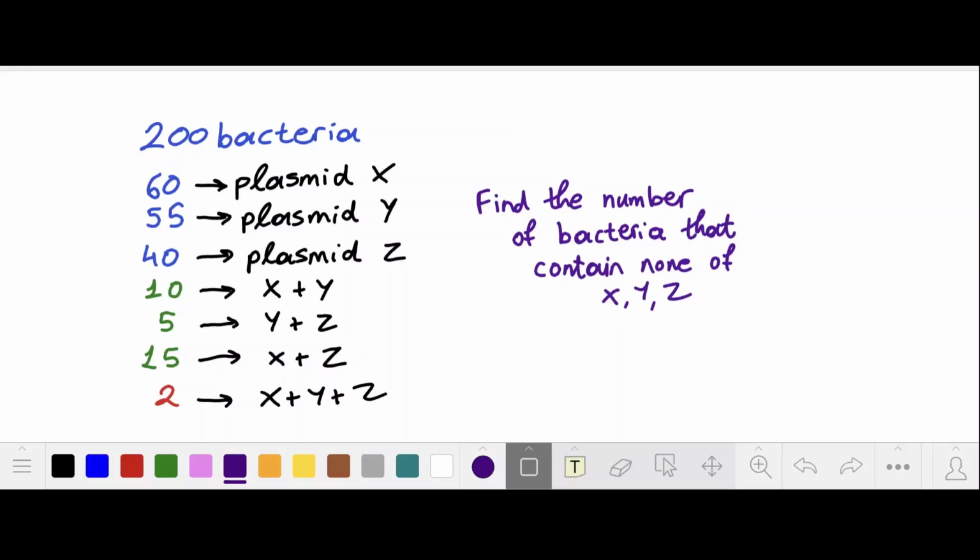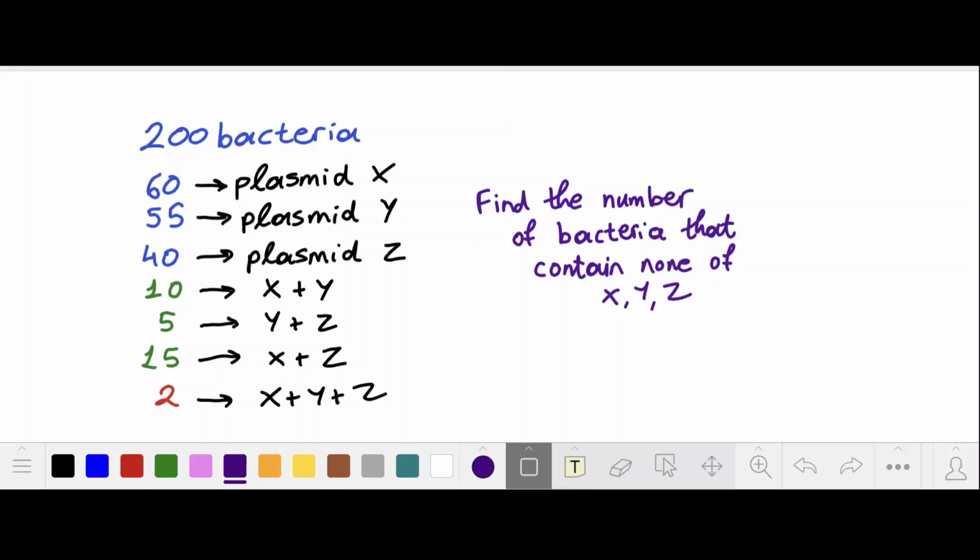Suppose that we have 200 bacteria and 60 of them contain the plasmid X, 55 contain the plasmid Y, and 40 contain plasmid Z. 10 of them contain both plasmids X and Y, 5 contain plasmids Y and Z, and 15 contain plasmids X and Z. Only 2 of them contain all three plasmids. The question is to find the number of bacteria that contain none of the plasmids X, Y, and Z.